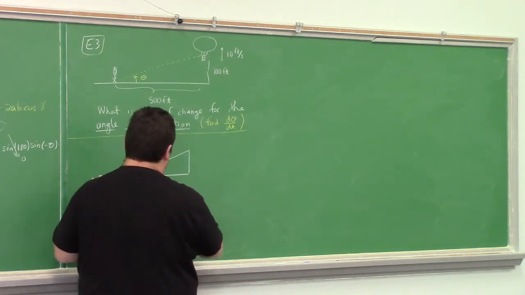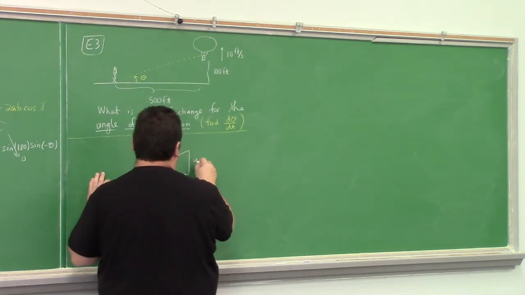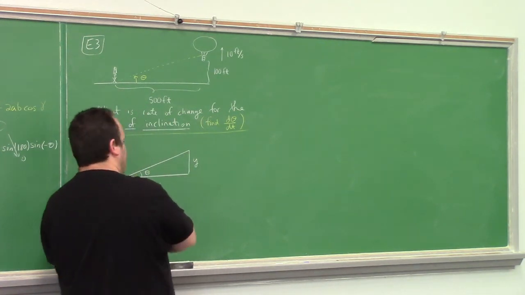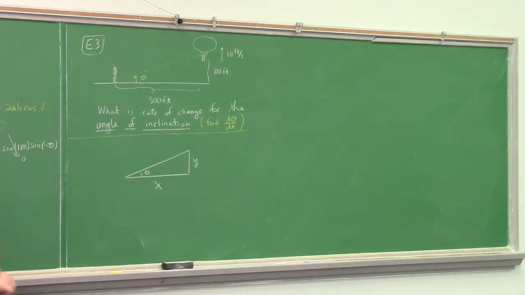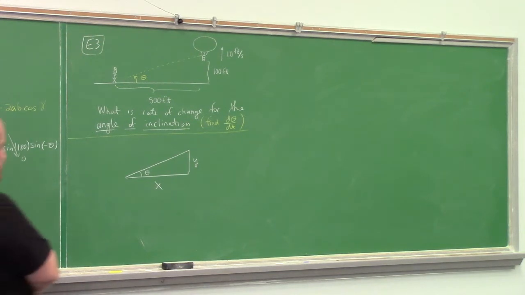Okay, so here is X. Here's Y. Here's theta. How are they related? Side-side angle is not going to help us here. We want to go with analytic geometry, because analytic geometry gives us an equation, and equations we can differentiate. That's why X was in a right triangle. It is a right triangle.